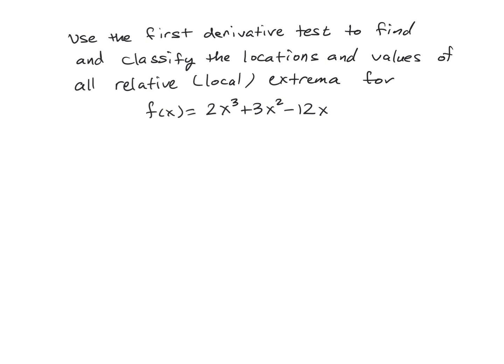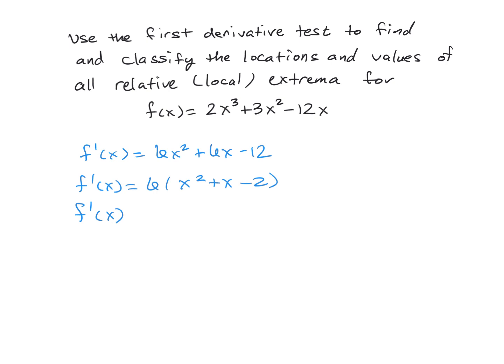So the first thing we want to do, of course, is find our derivative for this function, which is pretty simple, being a polynomial. F prime of x is just 6x squared plus 6 times x minus 12, which we know we can factor nicely as 6 times x squared plus x minus 2. One more further attempt at factoring. We have 6 times x plus 2 and x minus 1.